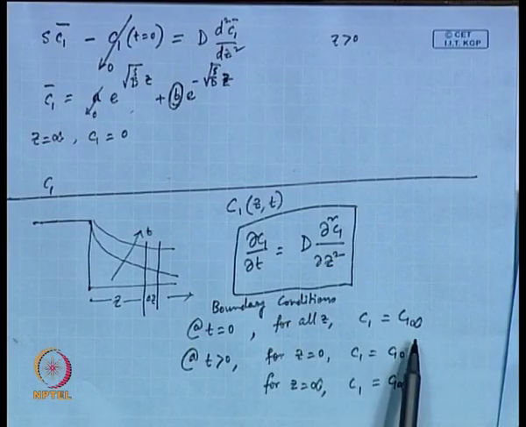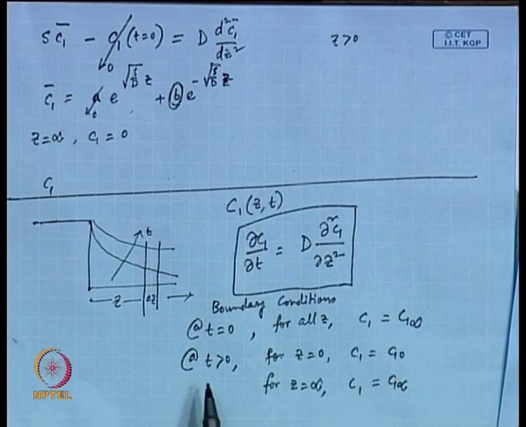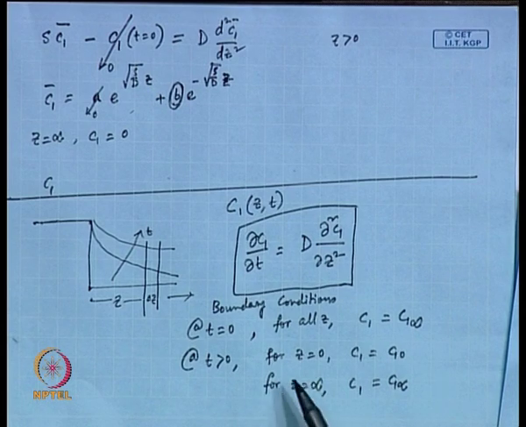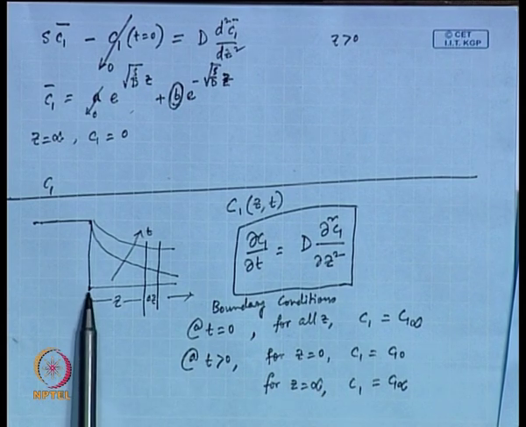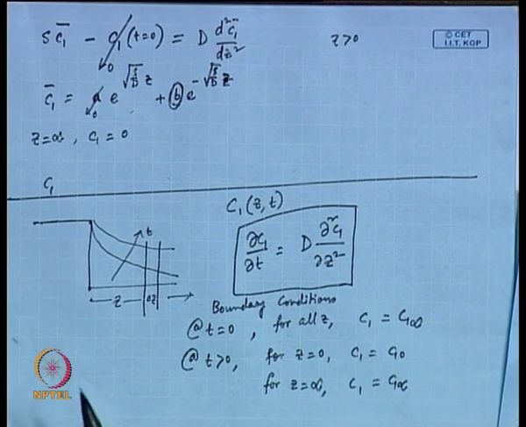So, C1 is equal to C1 infinity at t greater than 0, that means once the clock started and the time is rolling, at t greater than 0 for z equal to 0. Now, at z equal to 0, you are holding the concentration at a constant value C1 0. So, that is what we are solving basically. You may say, how are we holding? That is a different issue, but I am trying to see various cases first.